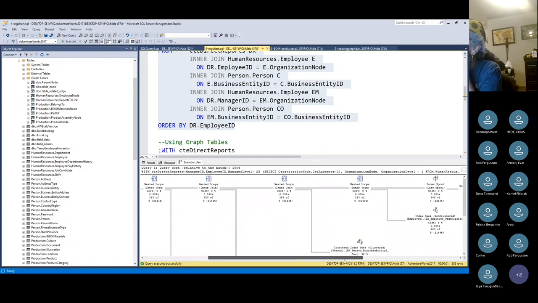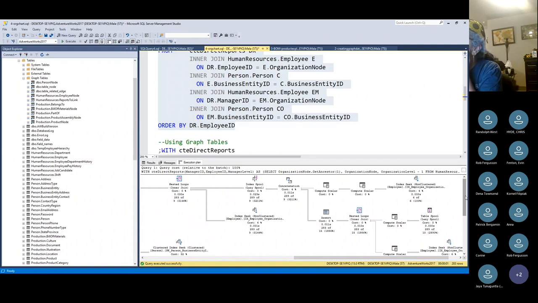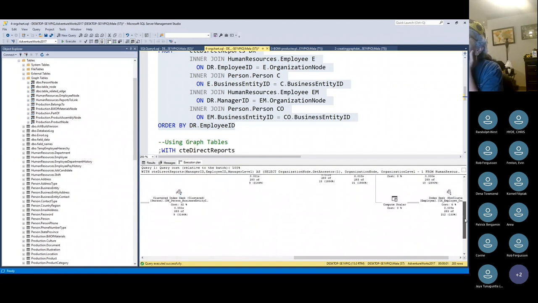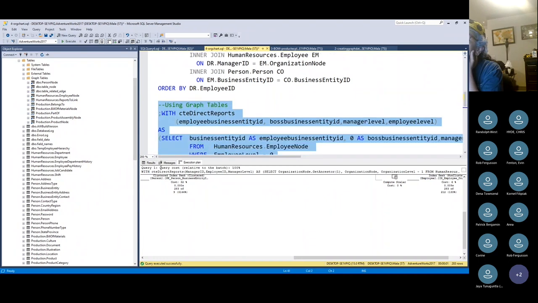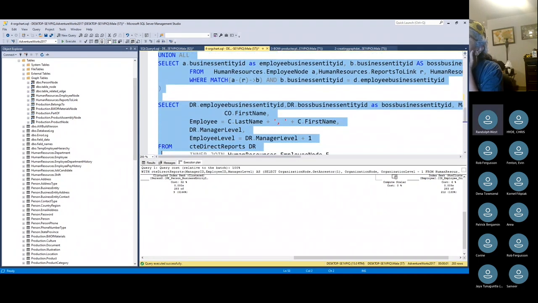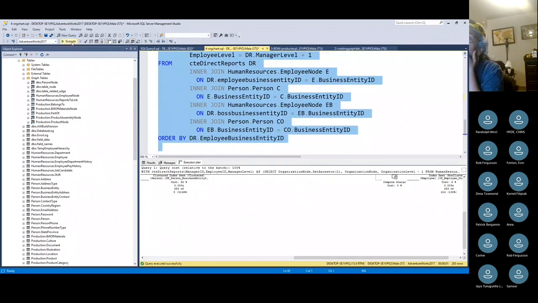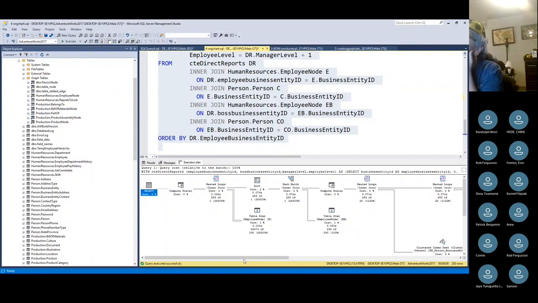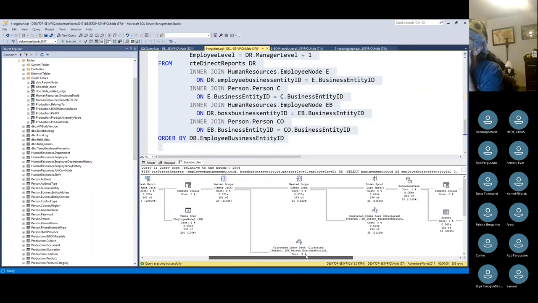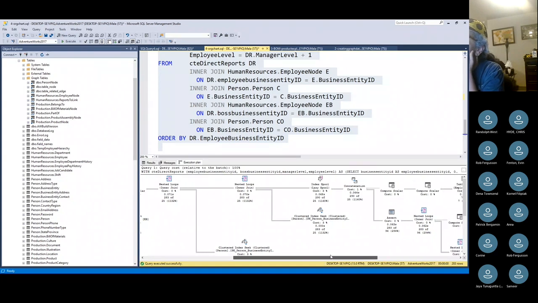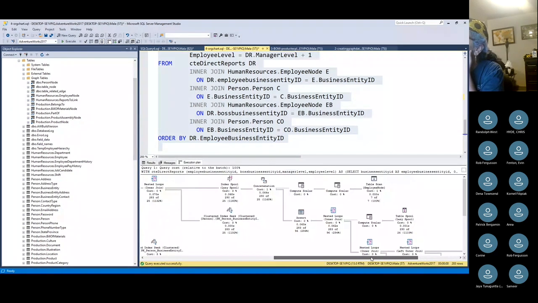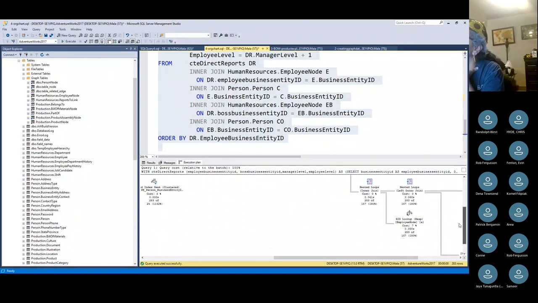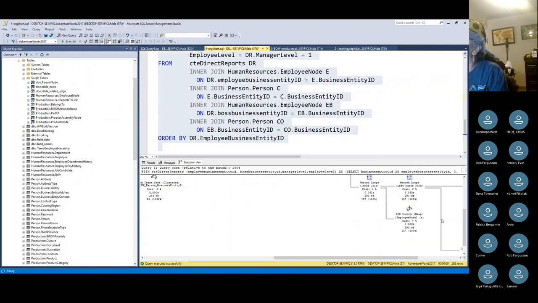A lot of nested loops. Here, just look at this one. And table spool. Yeah, I saw that as well. It's doing a couple of scans. I don't think it's radically different. Yeah, I don't think it's that different. Oh, there's even a key lookup here. Oh, it's the employee node. Okay.